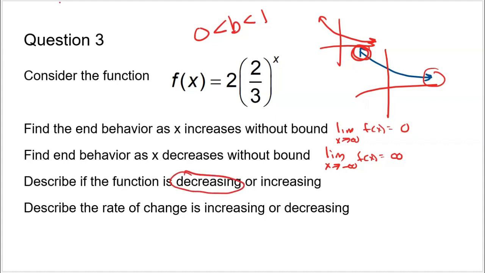And what about the rate of change? Well, the graph is concave up, so the rate of change is increasing. So this graph is decreasing at an increasing rate. The rates of change are all negative because it's decreasing, but they're becoming less and less negative, which means the rate of change is actually going up because it's becoming less and less negative.